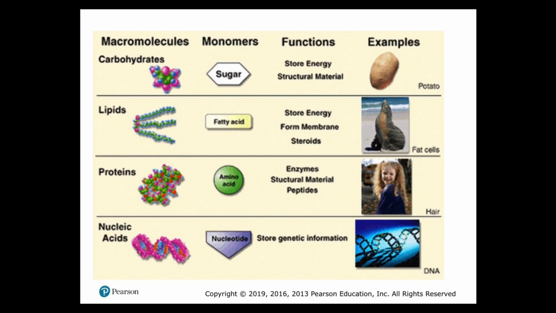Proteins are the large macromolecules, and they're made up of monomers or subunits of amino acids. Examples of important proteins are enzymes. They also make up structural material like hair and skin, the keratin on the outer skin layer, and important peptides. Nucleic acids are the 4th category of large macromolecules. They're made up of subunits or monomers of nucleotides, and their job is to store genetic information. An example would be DNA or RNA.